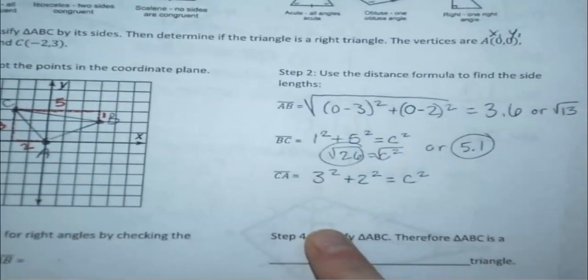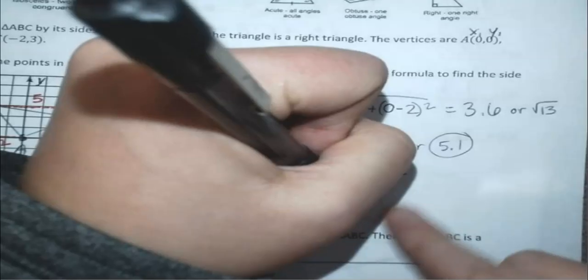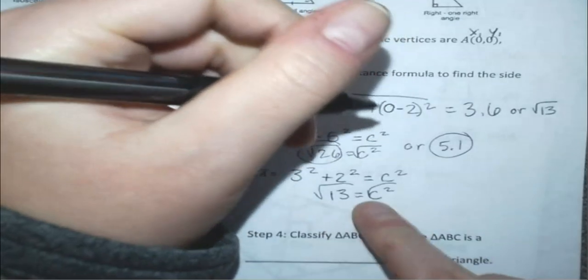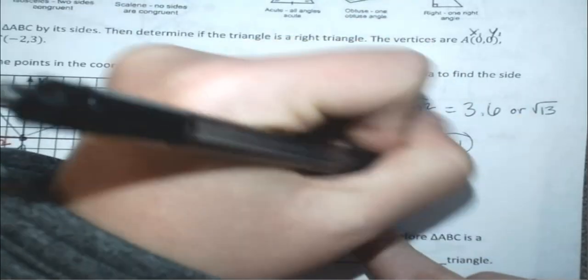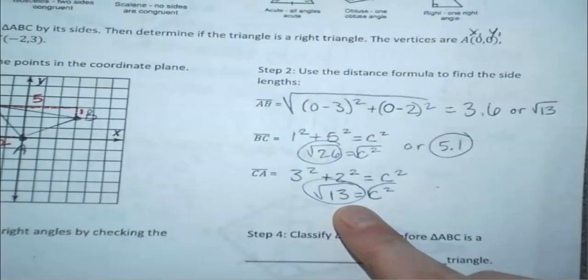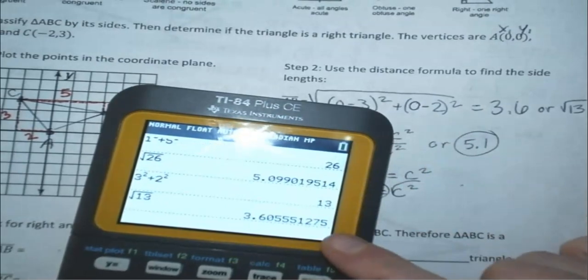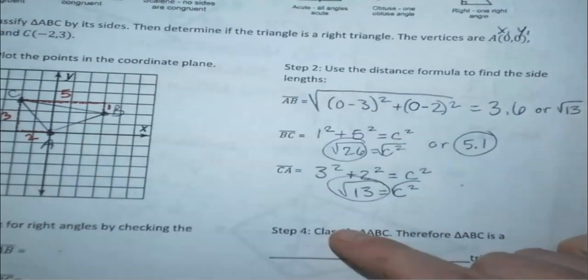Ooh, we may be seeing a pattern here. Two things that are the same. Yes. So square root of 13 is 3.6. And if you don't believe me, there it is. Square root of 13, 3.6.